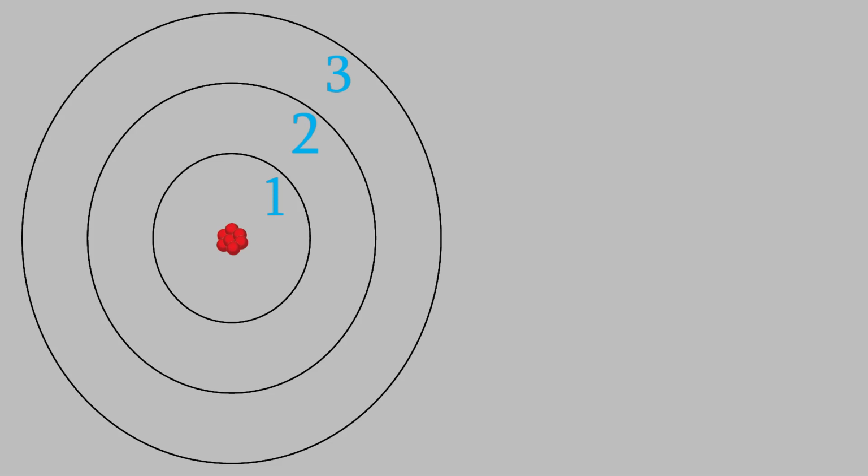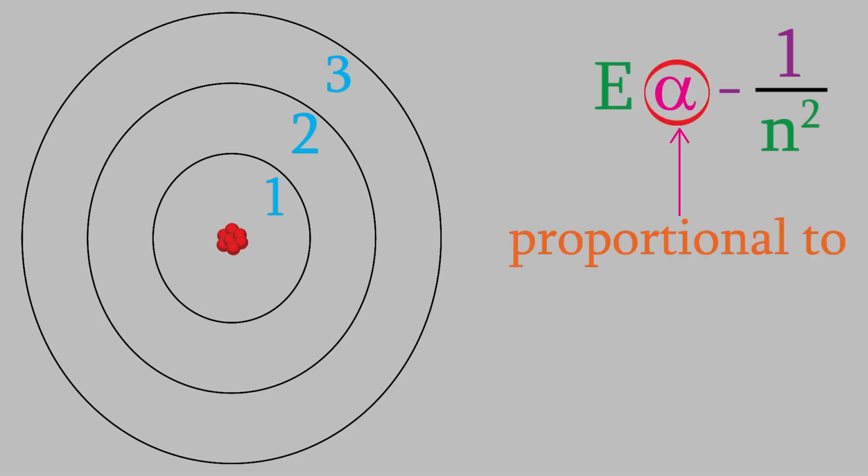Here's how. It turns out that the energy of an electron depends on which orbit it's in. Here's a simple equation for that. It tells you that the energy is proportional to -1 over n squared, where the n is the number of the shell. There are a few things to notice about that equation. First is the negative sign. That's there because electrons have lower energy the closer they are to the nucleus.